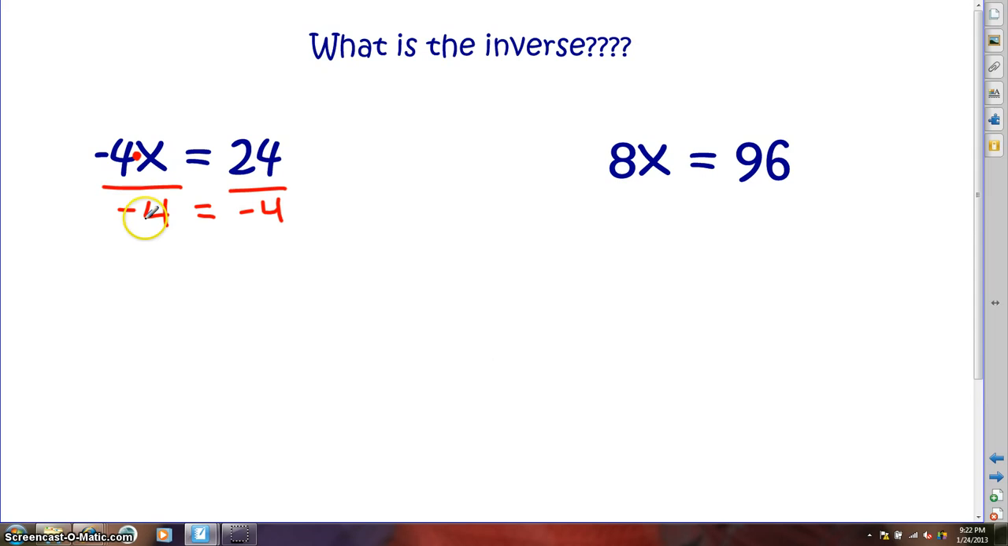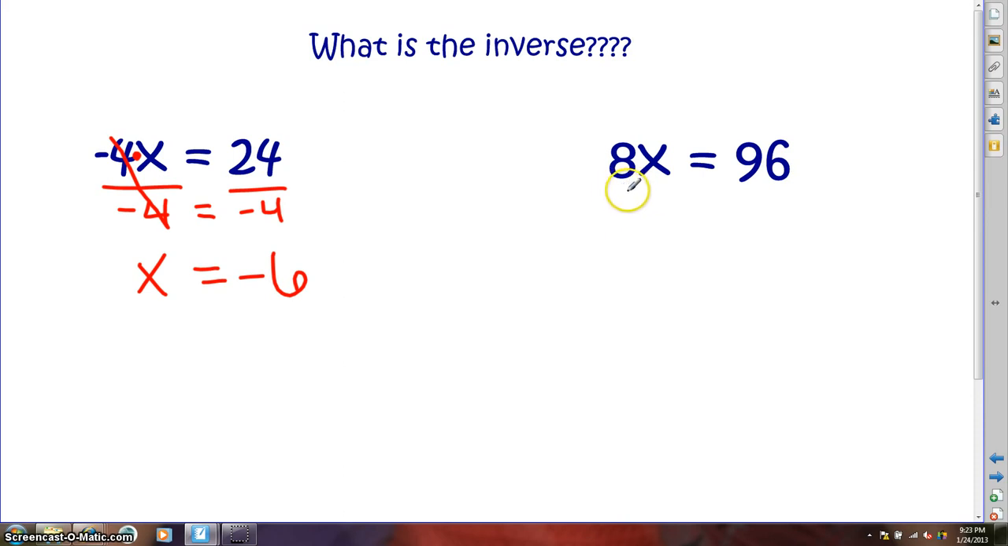We have to show how we are solving our equation. So -4x divided by -4, these -4's cancel out. We're isolating our variable again, so we're getting the x by itself, and x is going to equal 24 divided by -4, which is -6.